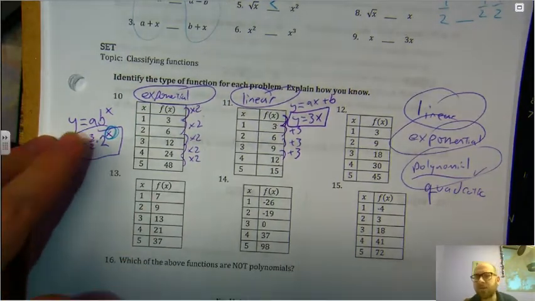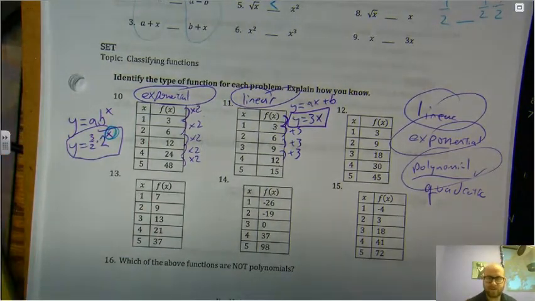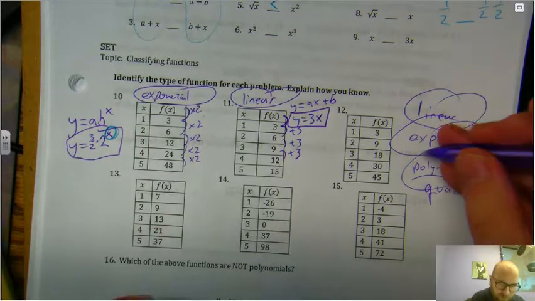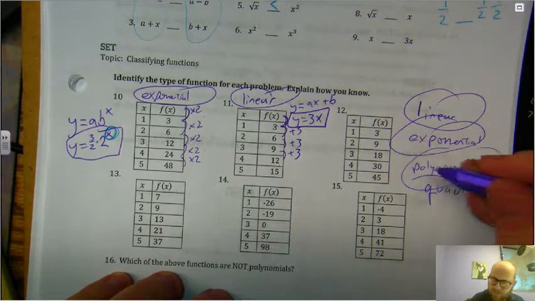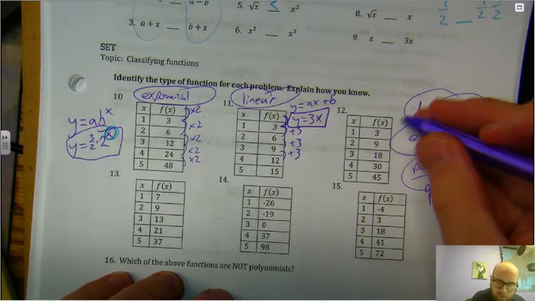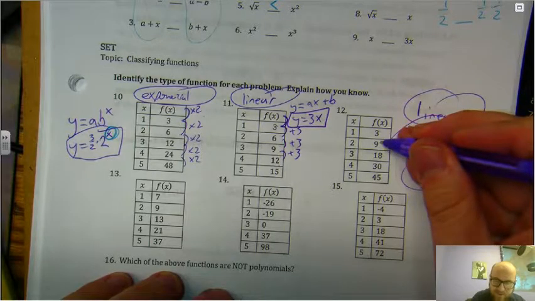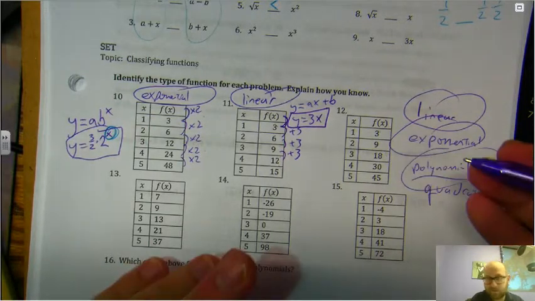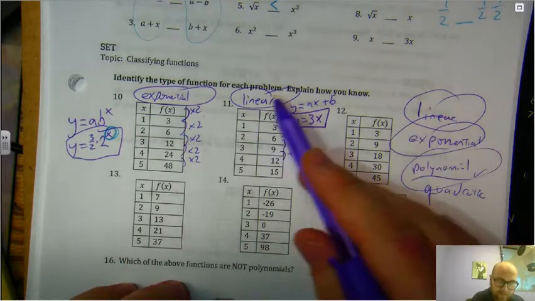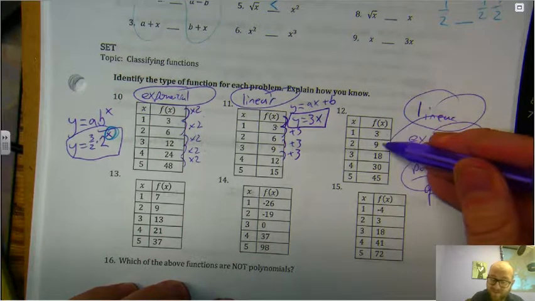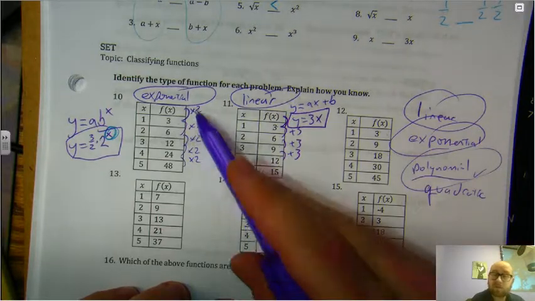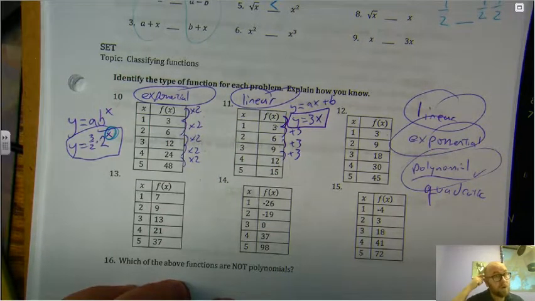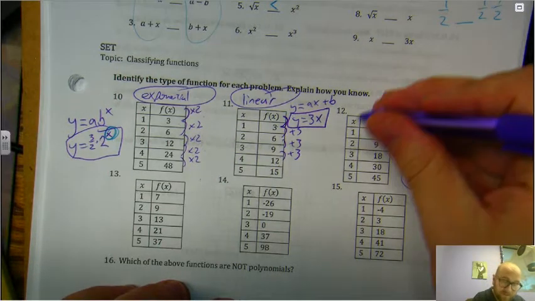It doesn't ask you to write the equations, but I'm just adding that so that we can see that. Okay, let's do number 12, and then I'll let you do the rest on your own. We see it goes 3, 9, 18, 30, 45. So this is plus 6, but this is plus 9. That's not working, so it's not going to be linear. This is times 3, but this is times 2. So it's not multiplying by the same number each time, so I know it's not exponential. So this has to be some polynomial.